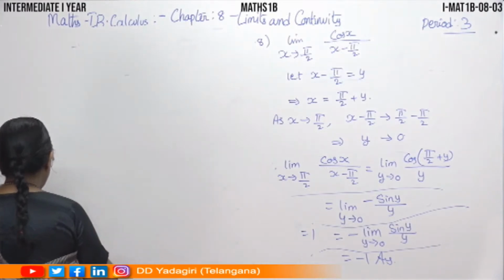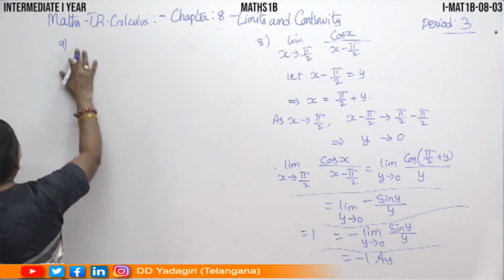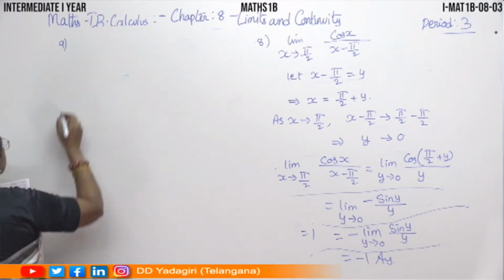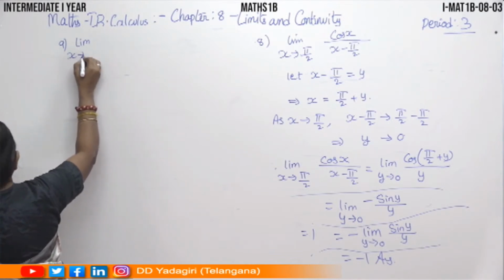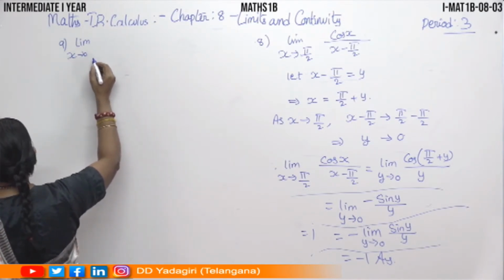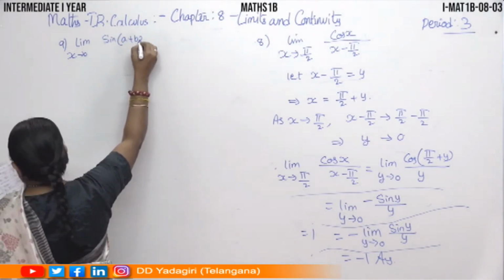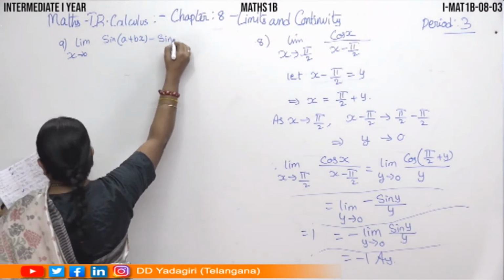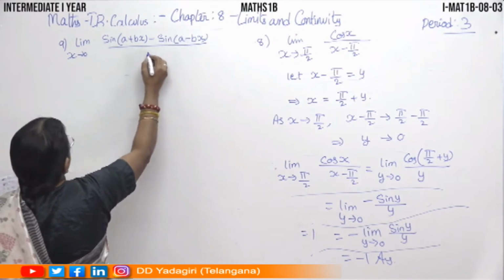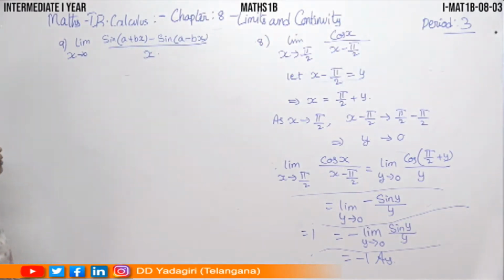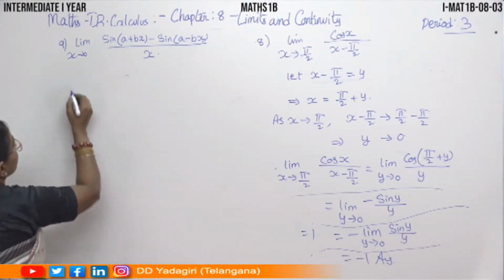Next problem. Ninth problem. This is again very important and lengthy also. So limit x tending to 0 of sine of a plus bx minus sine of a minus bx by x. This is the problem. So you know sine a plus b, you will learn this formula in trigonometry.